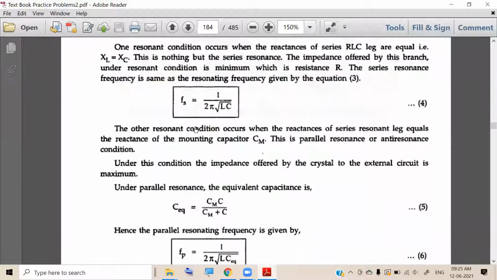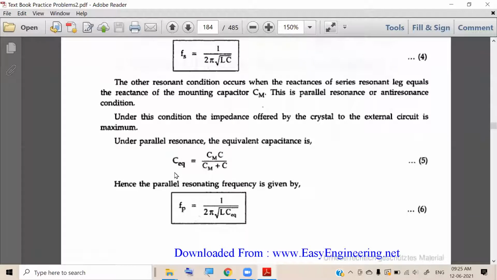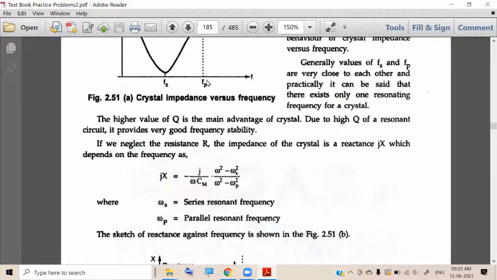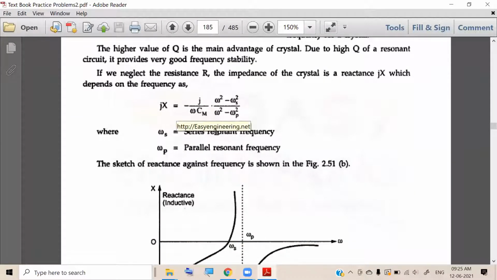Once again, we are seeing the series resonant frequency, parallel resonant frequency, FP, where C equivalent is CMC by CM plus C. And then if we gradually increase the frequency, how the impedance changes due to capacitor, due to inductor, and again due to the mounting capacitor or the parallel capacitor. We have seen the expression for impedance, neglecting the resistance R in the equivalent circuit of the crystal, is this.